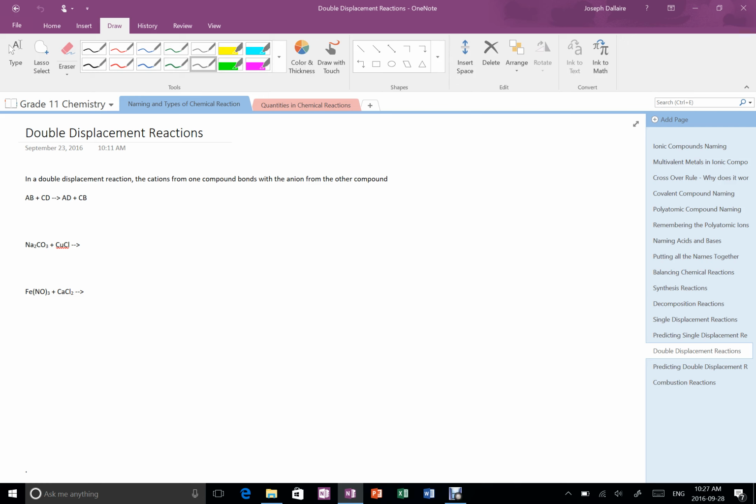Na2CO3 plus CuCl, we can see that the sodium and the copper can effectively change positions. So I'm going to get NaCl, that guy goes with that guy now, plus Cu, and careful here, this was copper 1, right? If I imagine the reverse crossover. So copper 1 plus CO3, so it's going to be Cu2CO3 like that.